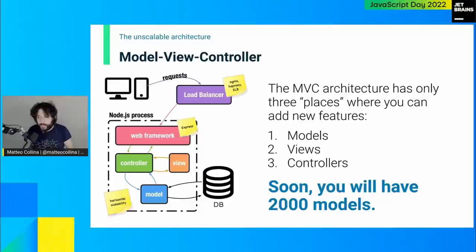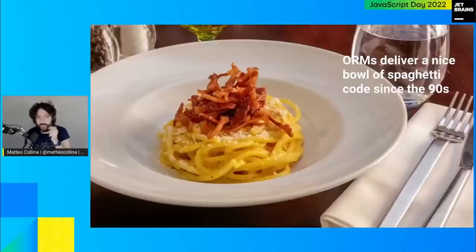And then you can see that there are companies out there with 2,000 models. 2,000 models? How do you understand that if you have 2,000 models within the same code base? How can you understand the relations between all of them? And how can you develop there anyway? Well, my take is that ORMs have only delivered a nice bowl of spaghetti code since the 90s. Don't use them. They only lead to spaghetti code that becomes very quickly unmaintainable. And by the way, I love carbonara, so don't touch it.